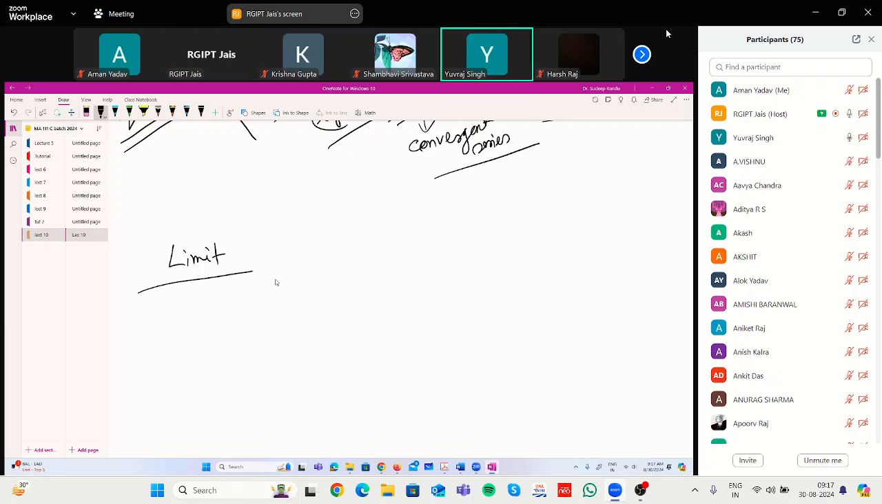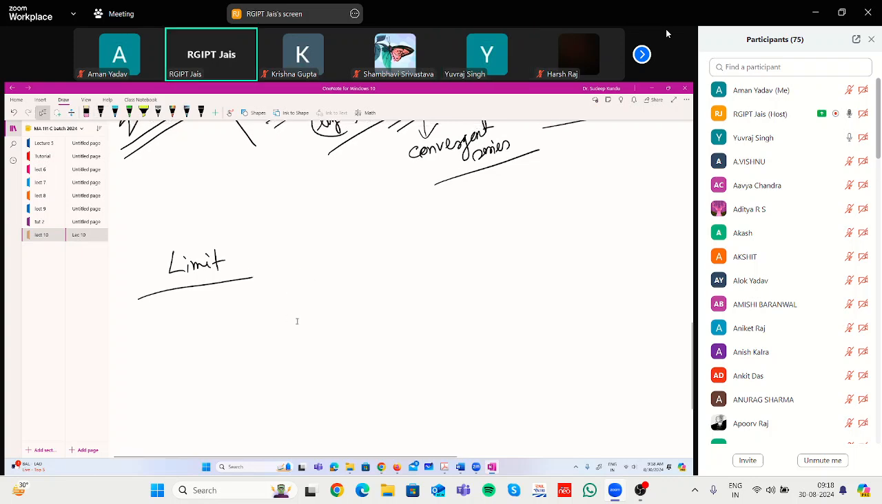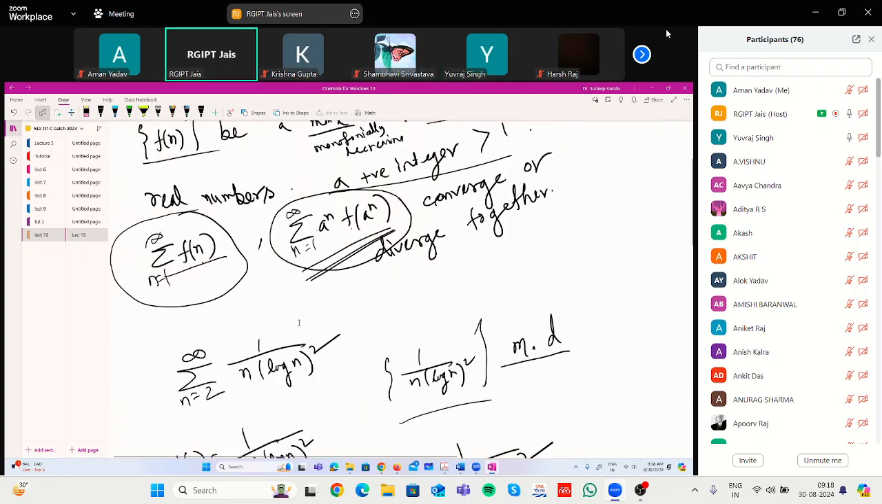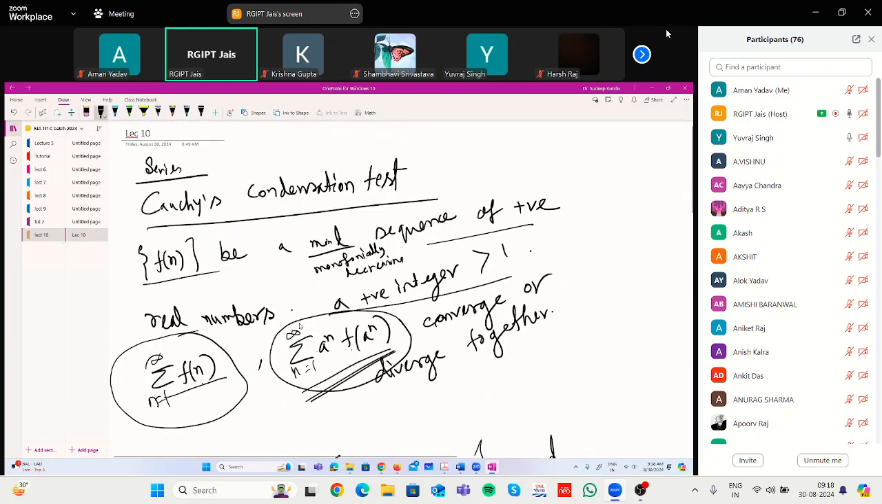Sir, in the last question, please explain what you did after taking a equals 2. Okay. So what is Cauchy's condensation test? If the sequence is monotonically decreasing and a is a positive integer greater than 1, then both series either converge or both diverge. So the hypothesis is that fn should be monotonically decreasing, and a should be a positive integer greater than 1.